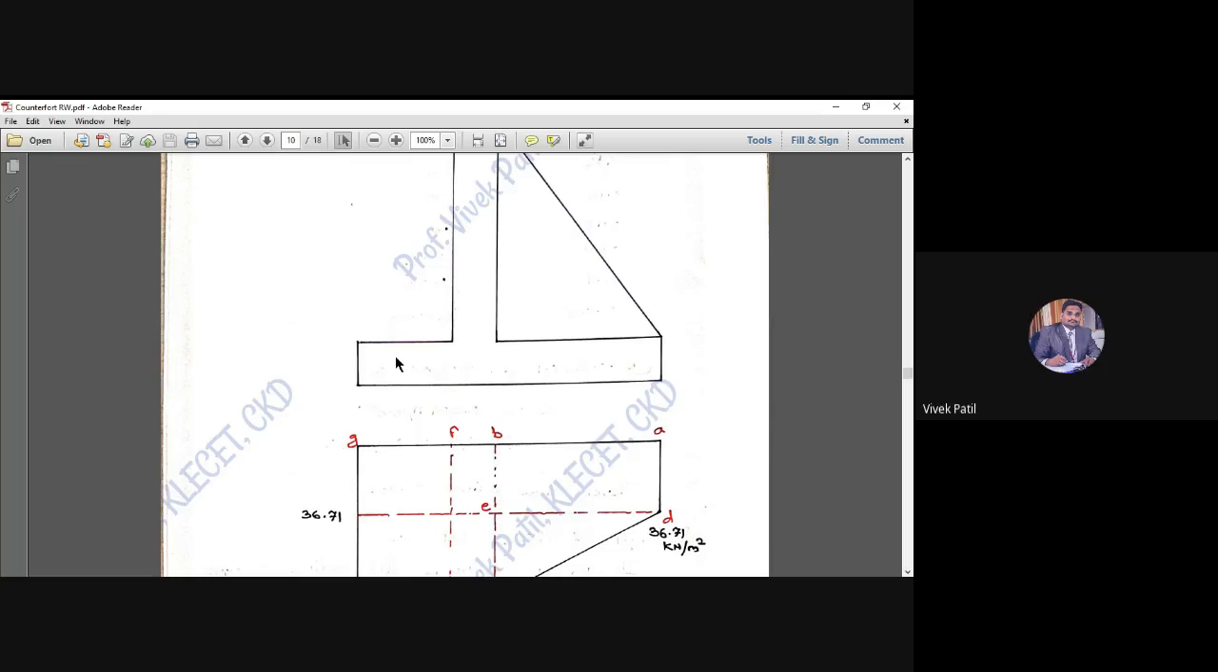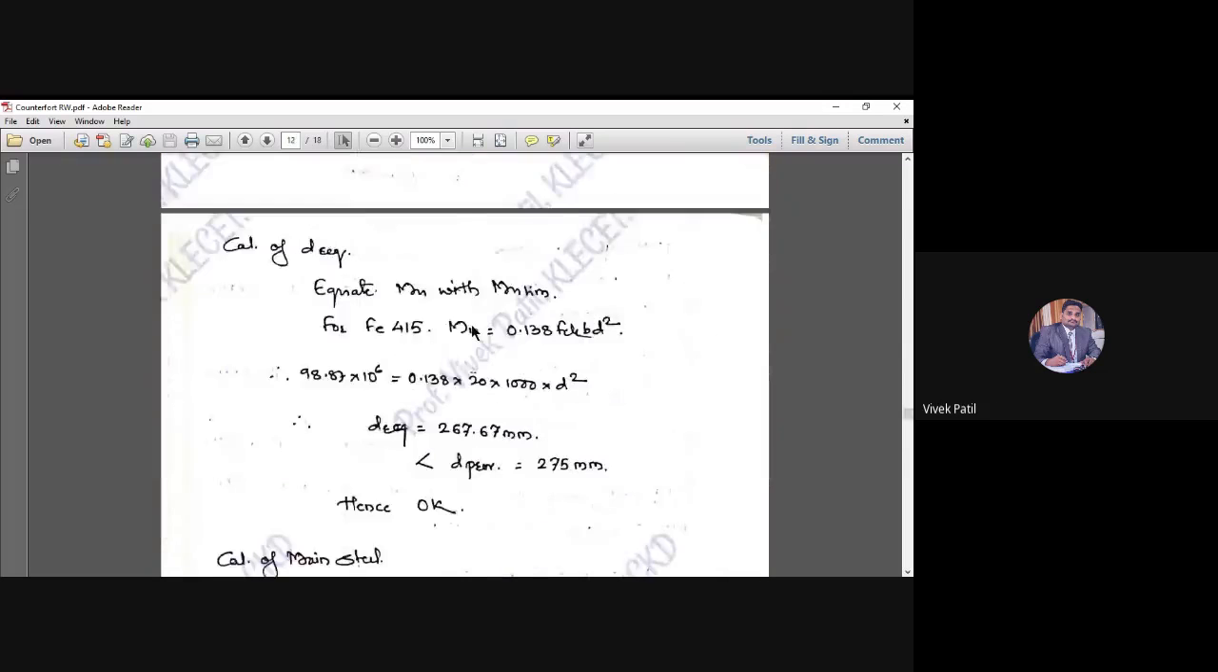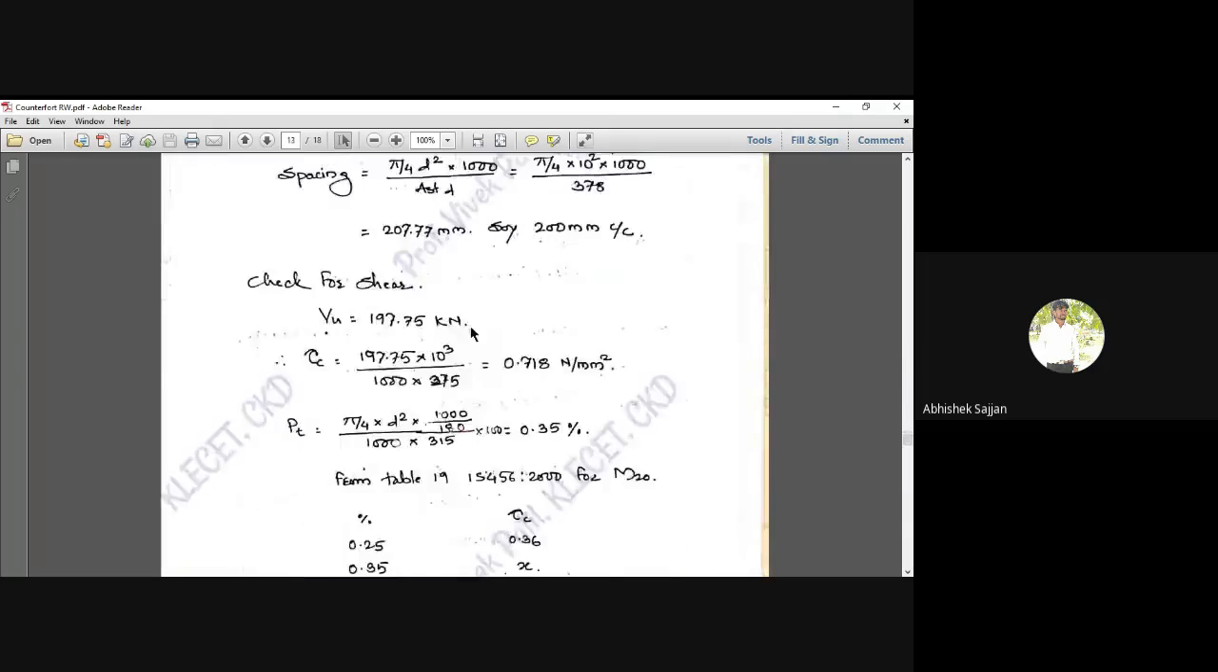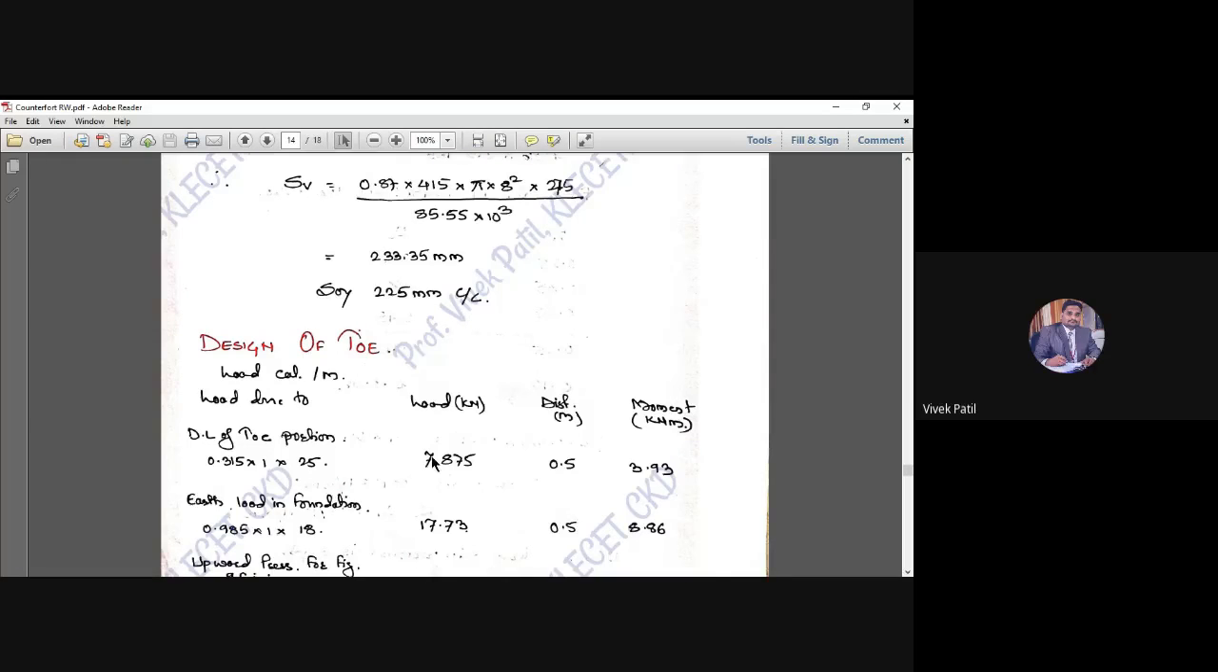1/2. Okay, calculate the moment also. 8.865. So it is 7.87 for the dead load of the toe portion multiplied by 0.5, so it is 3.93. Then the earth load in the foundation, it was 17.73 acting at 0.5, so 8.86. Okay, so these are the downward forces.